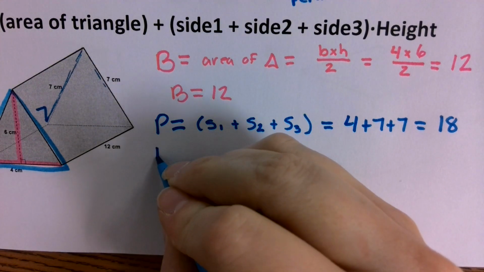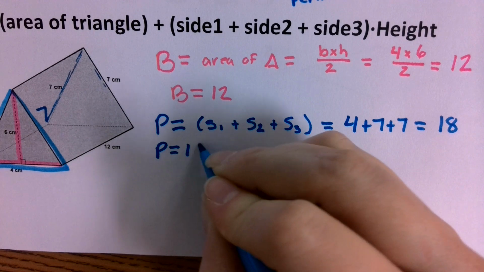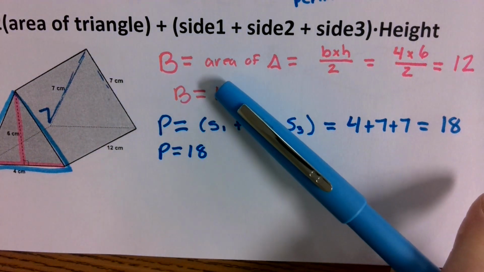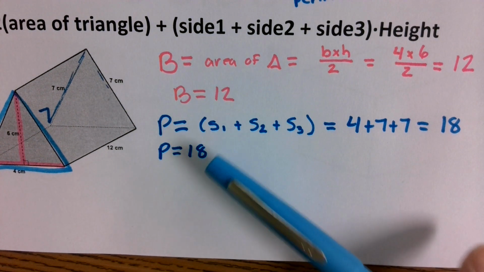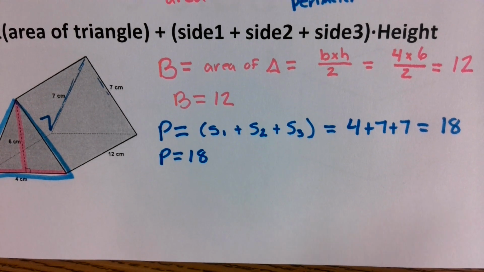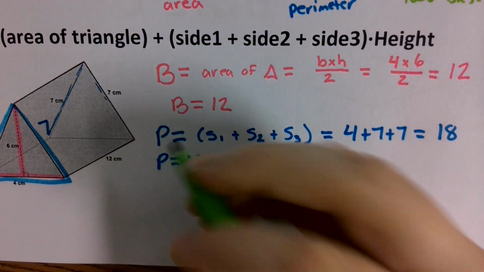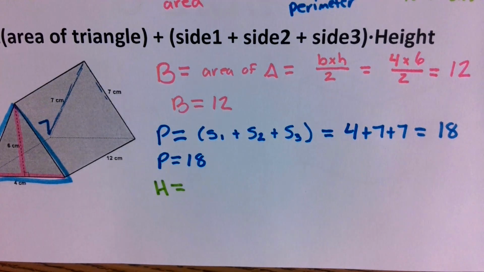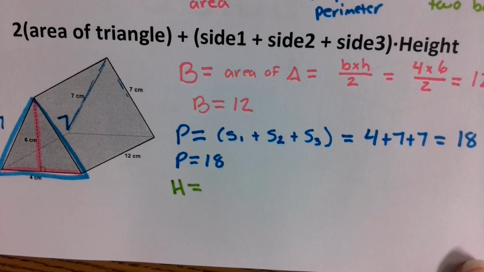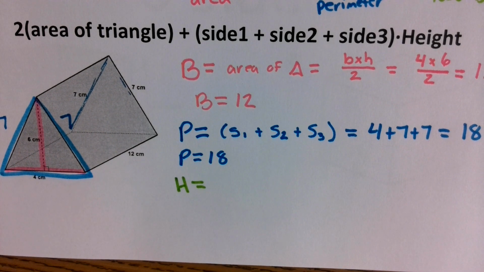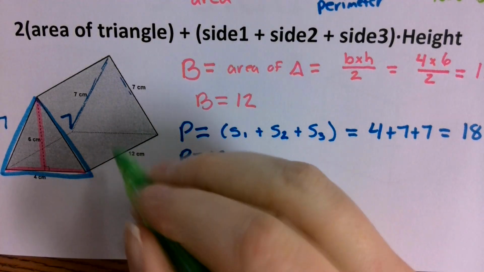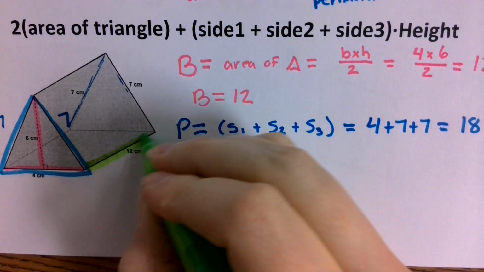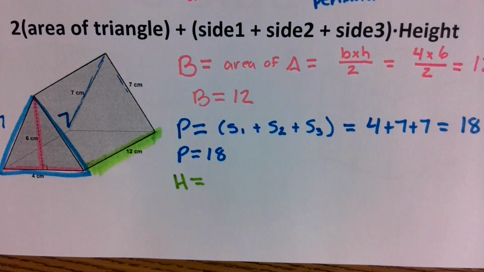Okay, so I know that the value P is equal to 18. So now I know what big B is. It's 12. I know what big P is. It's 18. The only other thing that I have to identify is capital H, which is the height that connects the 2 prisms or the 2 base shapes together. What is the only measurement that is connecting the 2 triangles together? Hassan? 12. That 12 is the value that connects between the 2 triangles.